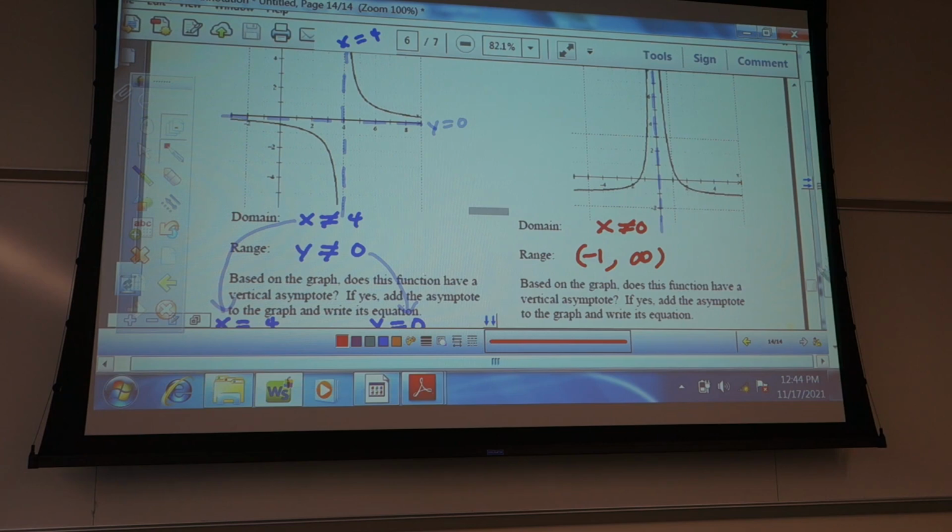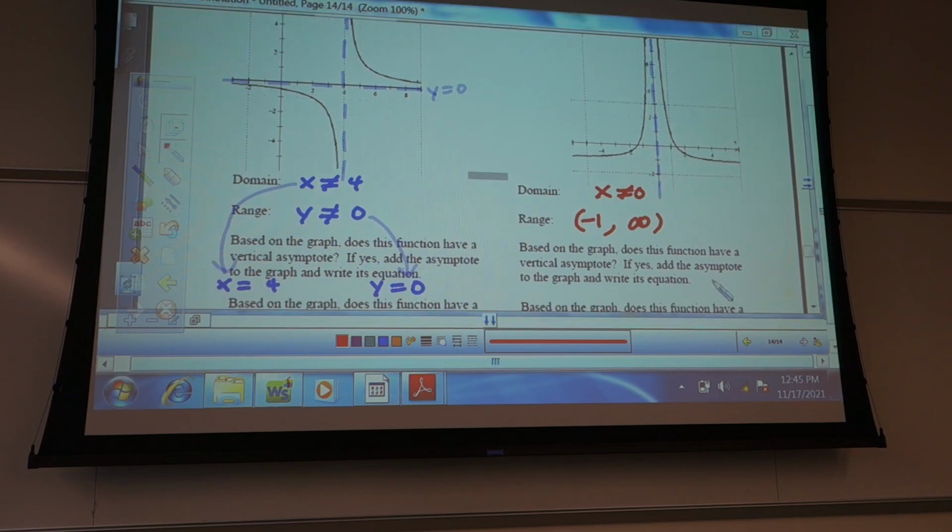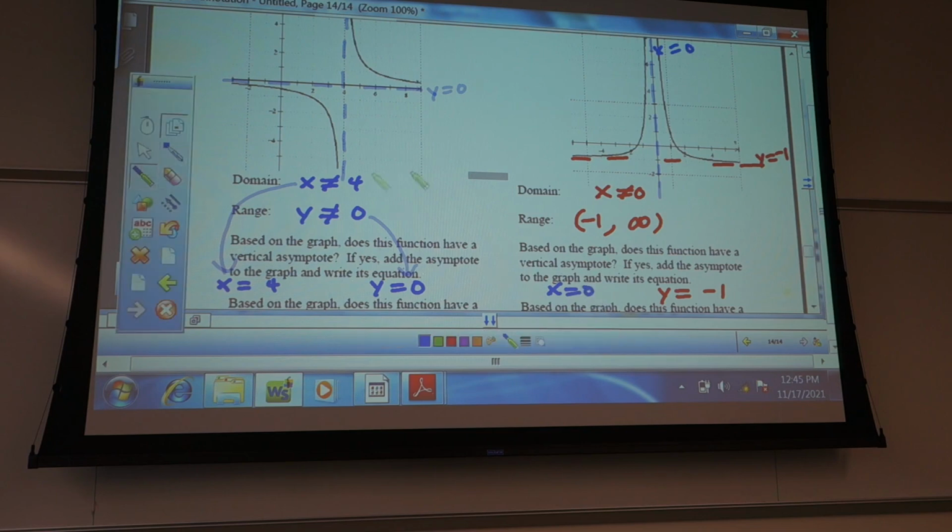So someone said, well, it can't equal, looks like y can't equal -1. That seems like an asymptote. Does that make sense for folks? And the other asymptote looks like it's x equals 0. So this one matches up with that one, and this one matches up with that part.